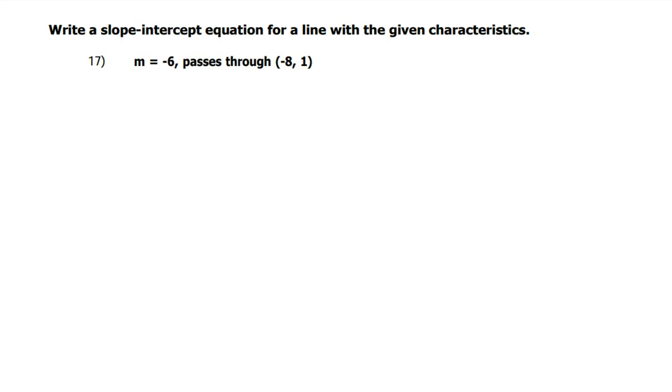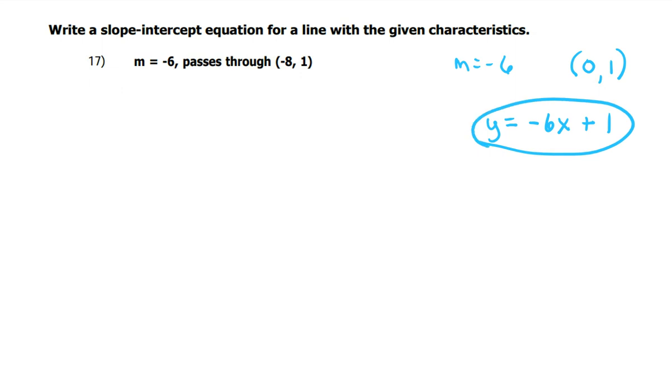If they had said that m was equal to -6, and then they said it was passing through the point (0, 1), then I would know the equation. It would be y equals mx, m is -6, so -6x, plus the y-intercept is 1. And that'd be my answer. But they didn't give me the y-intercept.